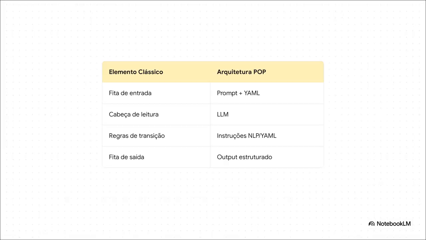And this brilliantly illustrates just how fundamental this shift is. When you compare the POP architecture to a Turing machine, the theoretical basis for all of modern computing, you see a perfect one-to-one fit. The prompt in the YAML file, that's the input tape. The LLM, it's the read/write head. The natural language instructions, those are the transition rules. And the structured output is the output tape. This isn't just a clever metaphor. This is real, bona fide computation.